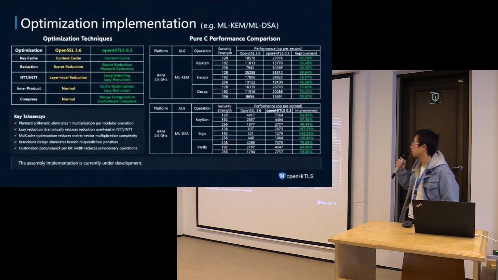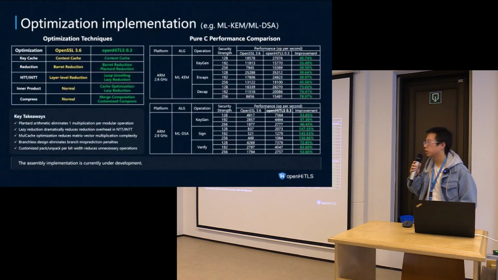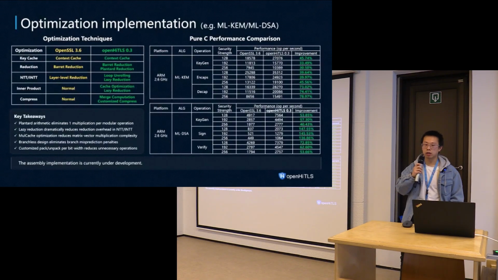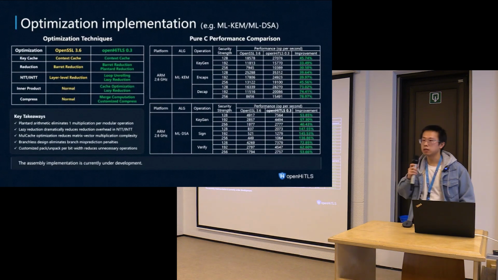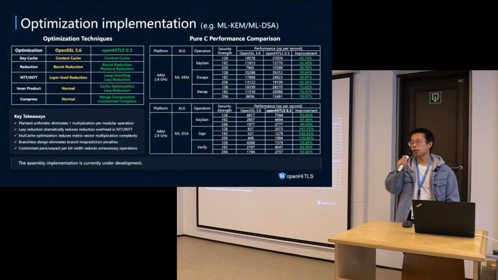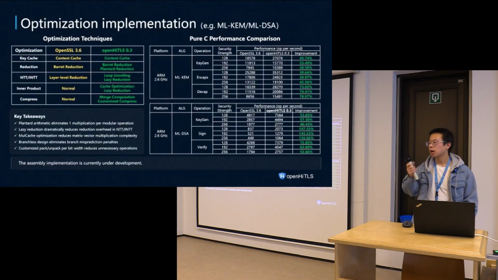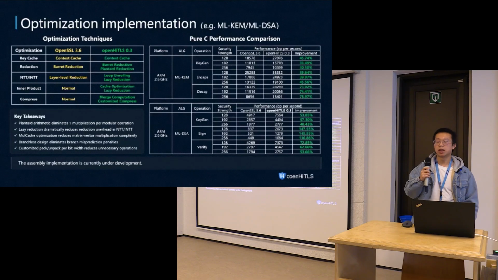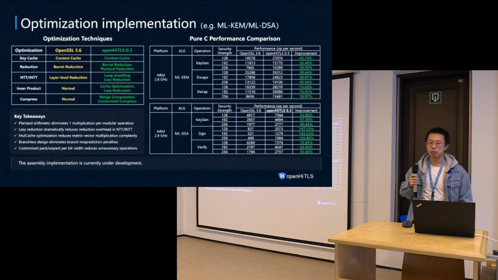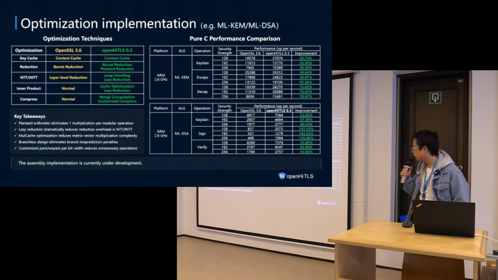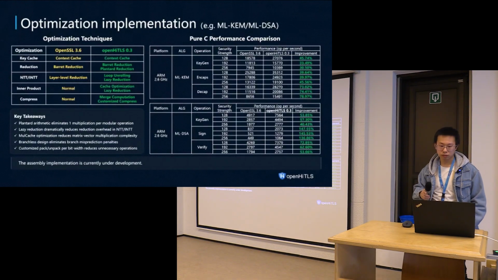Here are the optimizations for our PQC algorithms. On the right, you can see that we have much higher operation speed than OpenSSL. For the ML-KEM algorithms, we have at least 30% improvement over OpenSSL. For the ML-DSA digital signature algorithms, we have at least 40%.